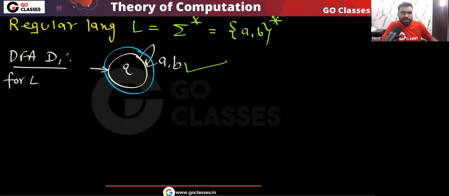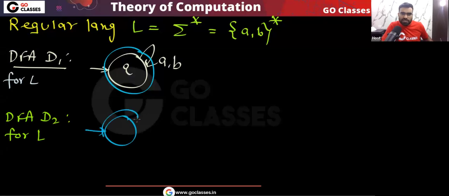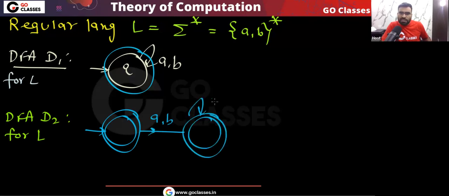So this DFA I can create. Can you create some other DFA? Yes, definitely I can create some other DFA. So let me create DFA D2 for language L. For example, I can create this DFA. Look at this DFA. On a, b, I can go to a new state, and this new state is also a final state. Yes or no?